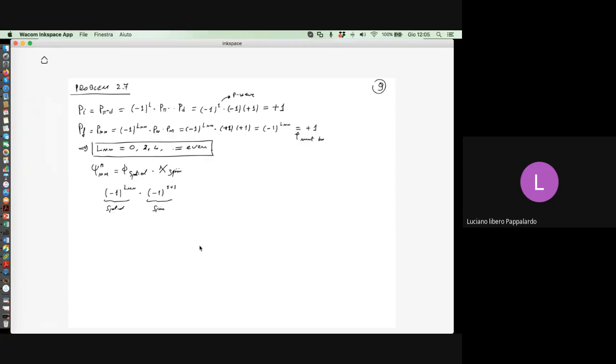Okay, now this we can write as +1 because L_nn is even, it can only be an even number. So this must be a +1 times (-1)^(S+1). And this must be equal to -1 because we want the wave function to be antisymmetric. And so this is only possible if S+1 is odd. And so this is only possible if S is even.